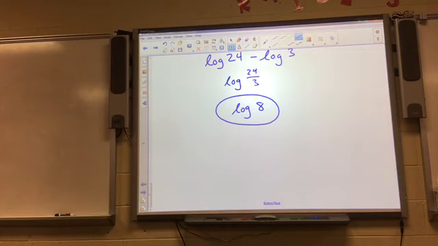We still had some confusion. I don't think out of this class. I think it was in the other class. If they don't write it, it's not 1. It's 10. It's a base of 10.